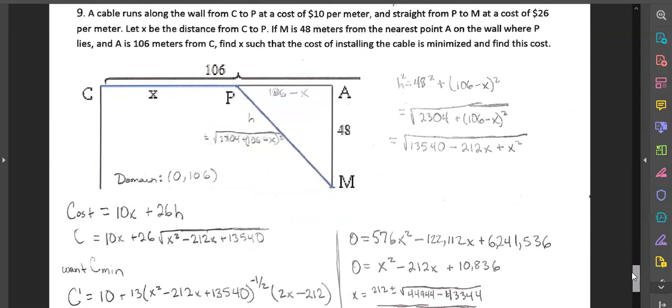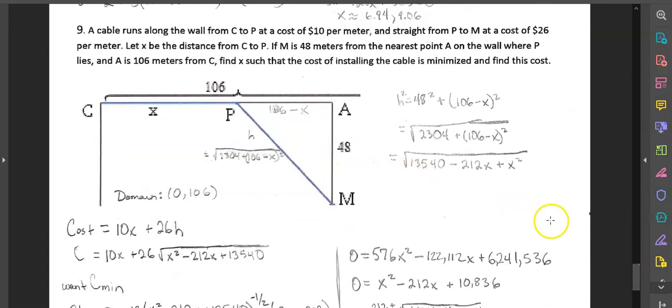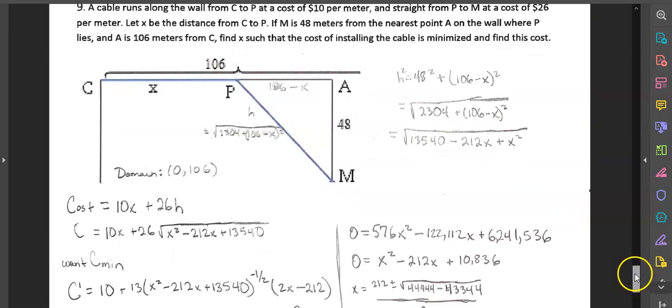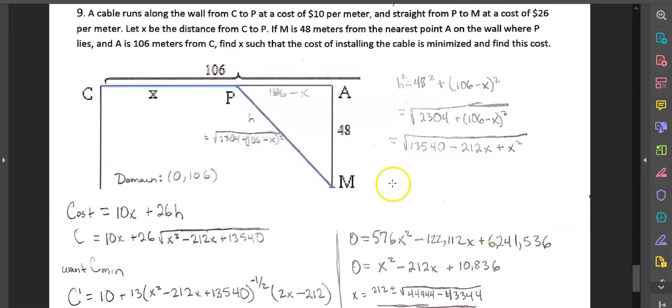Now, moving on to number 9. Number 9 says a cable runs along the wall from C to P at a cost of $10 per meter. So here is $10 per meter. Then it goes straight from P to M, and it costs $26 per meter. Let x be the distance from C to P, so that's our x. If M is 48 meters from the nearest point A on the wall, where P lies, and A is 106 meters from C, find x such that the cost of installing the cable is minimized and find this cost.